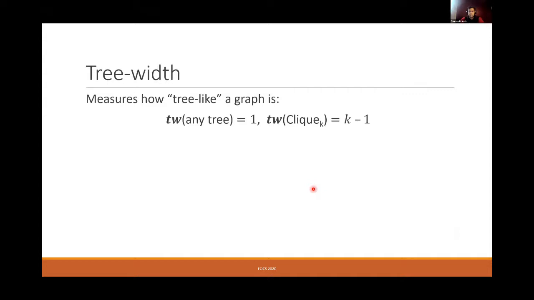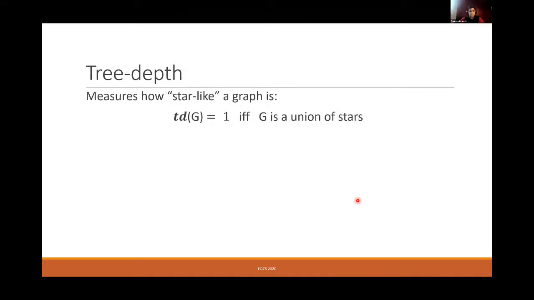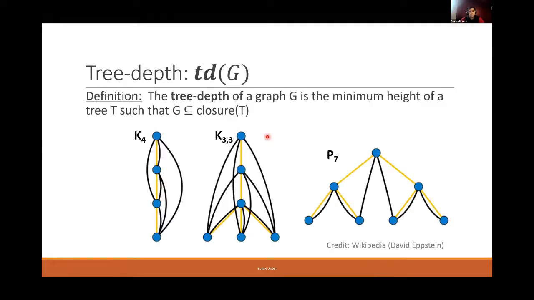I won't go into the definition too much, but it's simply a parameter which tells you how tree-like your graph is. For any tree, it happens to be 1. It's defined using tree decompositions. And tree depth is a parameter that tells you how star-like the graph is. So it happens to be 1 for a union of stars.